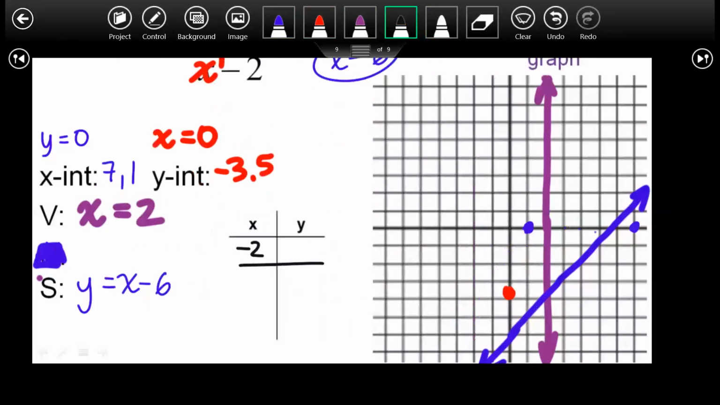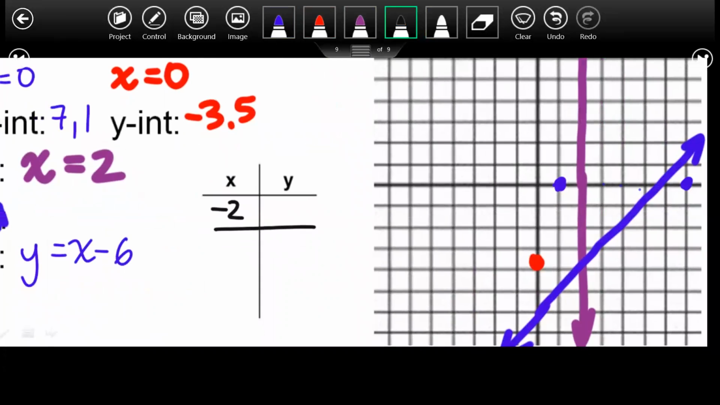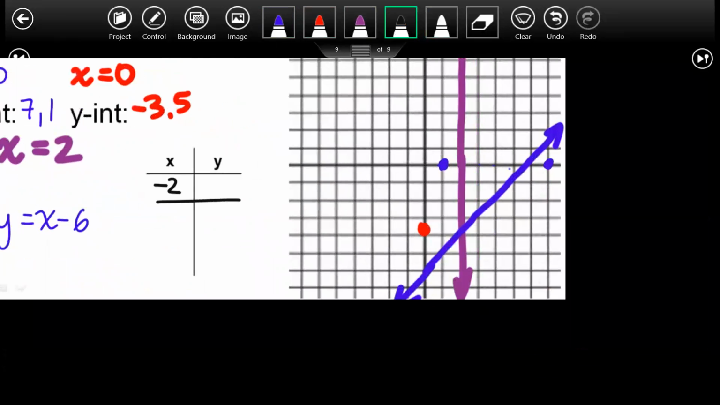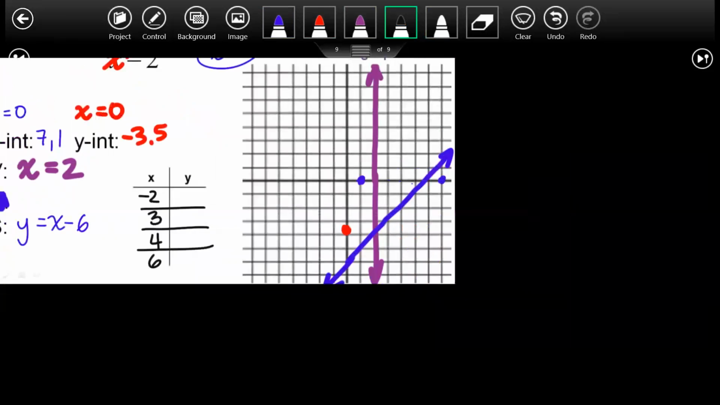Okay, we're going to test this one. We're going to test -2. Then we're going to test, let's try 3. We'll try 4. And we'll try 6. Okay, we're going to test those ones. I'll give you the answers if you guys do not want to test these, so give you guys more time.